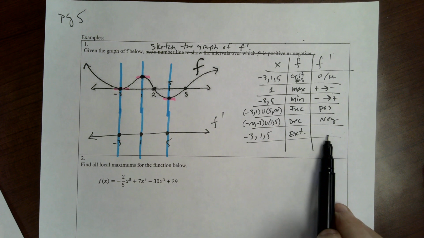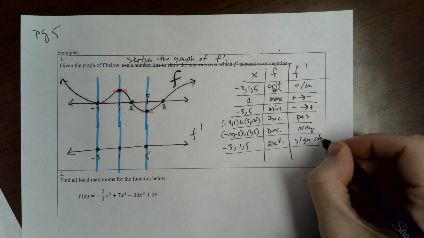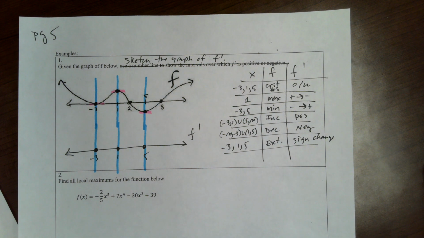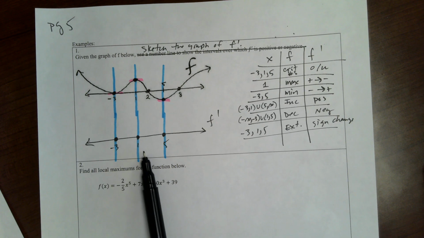So what am I going to be observing? I'm going to be observing a sign change. And a sign change on the f prime graph, what that will look like is you're crossing the x-axis. For extrema, it doesn't matter how you cross it, going from above to below or vice versa. It just matters that you cross it at all. That'll indicate extrema.